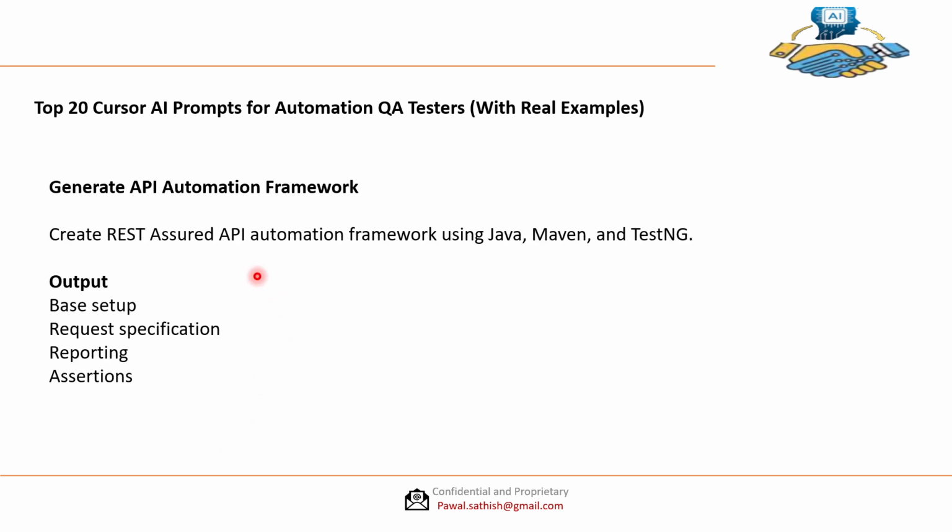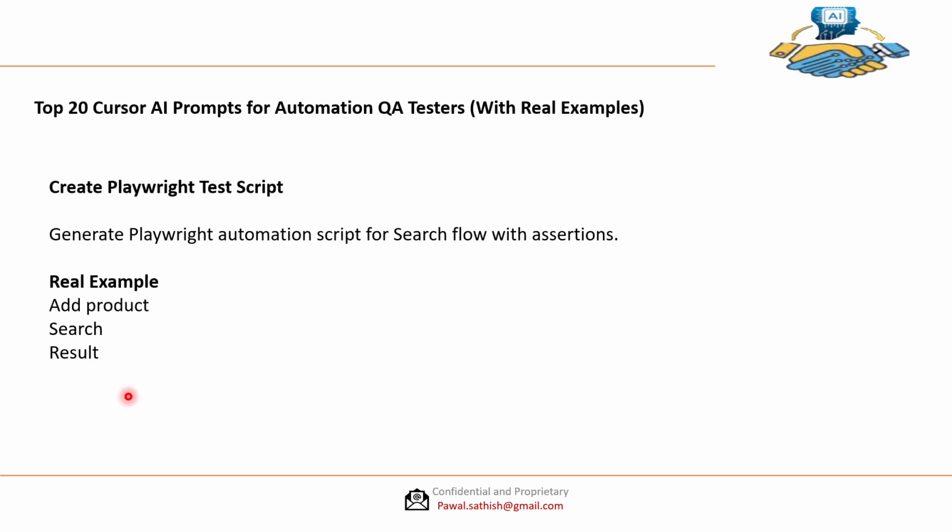So if we are using API testing in our script or in our framework, we'll simply give the prompt: create a REST Assured API automation framework using Java, Maven, TestNG. Definitely, Cursor AI provides the output, along with the request specification, reporting, and assertions.